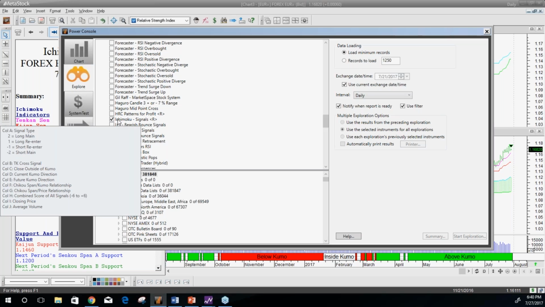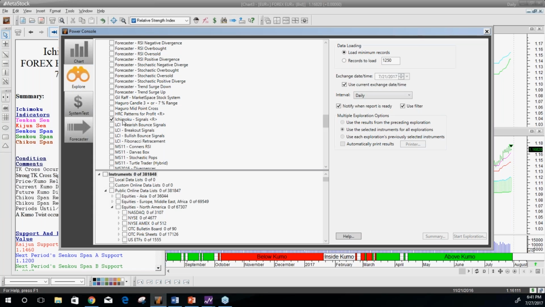If you run it, what it's going to tell you is, in column A, you're going to see a 2, a 1, a -1, or a -2, depending on what type of scan it is. Those correspond to, if it's a long main entry signal, it's going to show up as a 2. If it's a re-entry signal on the long side, it'll be a 1. A -1 will be a short re-entry, and a -2 will be a short main signal. And then it's also going to give you the information on the cross of the conditions of the chart.